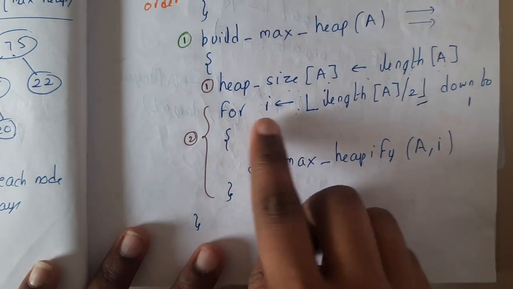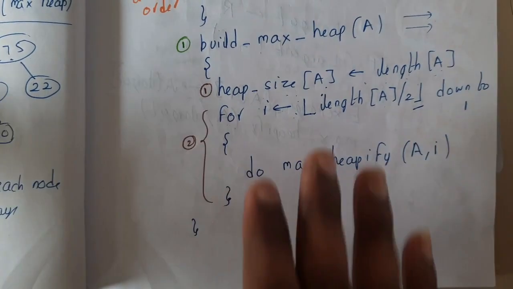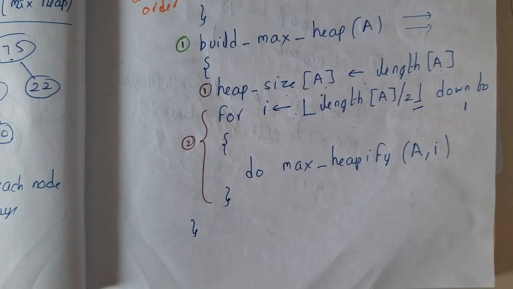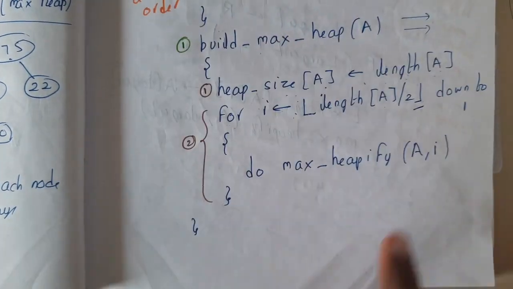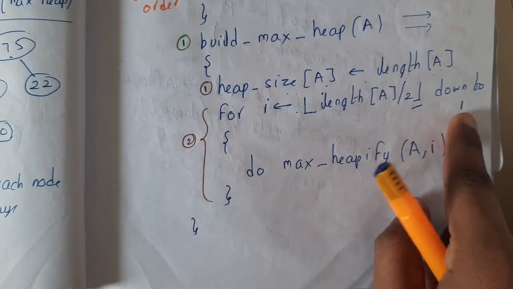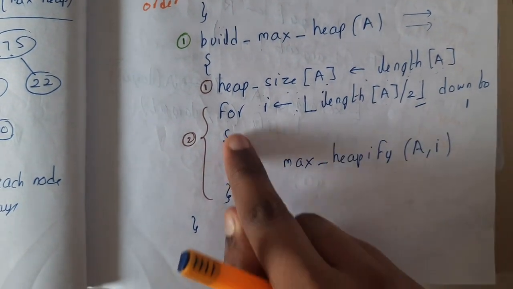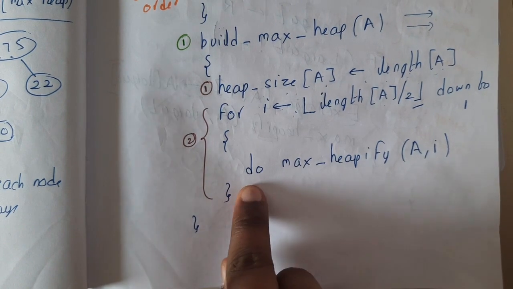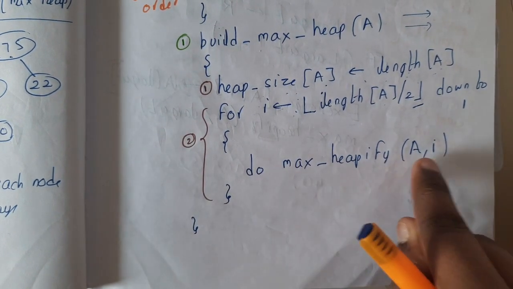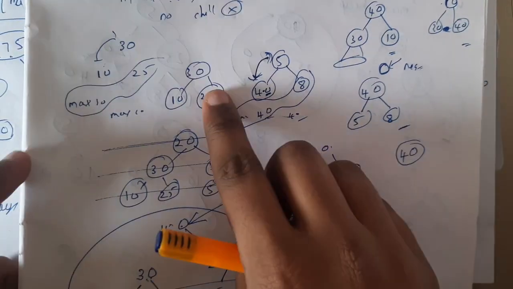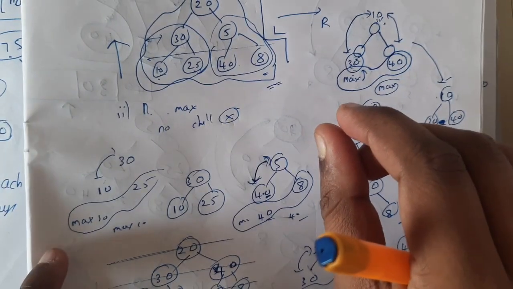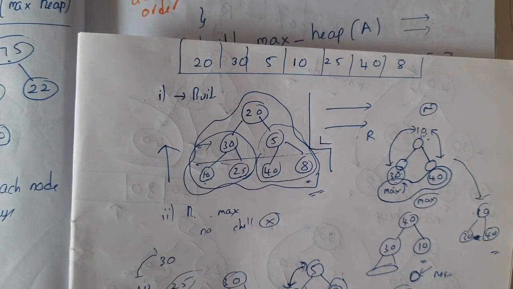So down to 1. You'll be coming from bottom to up. If you remember, I have just drawn the diagrams for these things. So you'll be following the down to up process, and that is the reason why you'll be going from maximum to minimum. In each step you will be doing the max heapify of A comma I. Max heapify is a process where you search for the maximum element and put it in the corresponding parent.